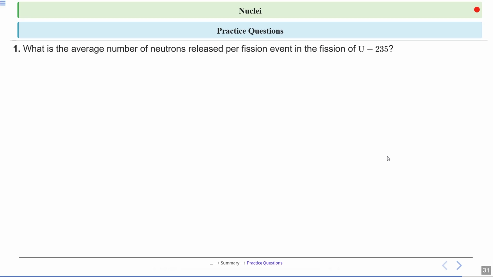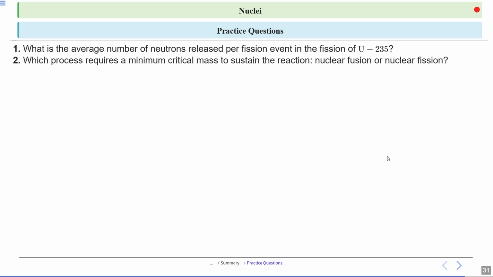Let's see some practice questions based on today's topic. Let's look at nuclear fission, specifically with uranium 235. The first question asks about the average number of neutrons released per fission event. The second question is: which process needs a minimum critical mass to keep the reaction going? Nuclear fission or nuclear fusion?